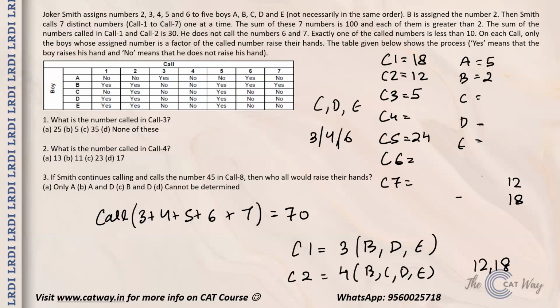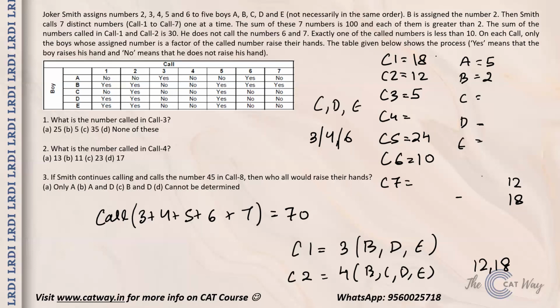If you talk about C6, A and B have raised their hand. So if only 5 and 2 have raised their hand, that means it is definitely the number 10. There is no other possibility, because for 15, 2 cannot raise, for 20, 4 will also raise, for 25, 2 cannot raise, and for 30, 6 will also raise, and 3 will also raise, and so on. So the only possibility for C6 is 10.